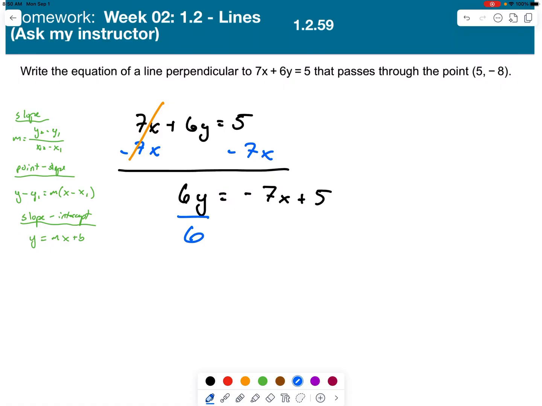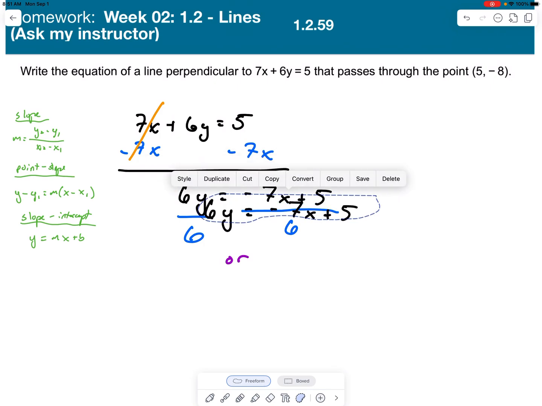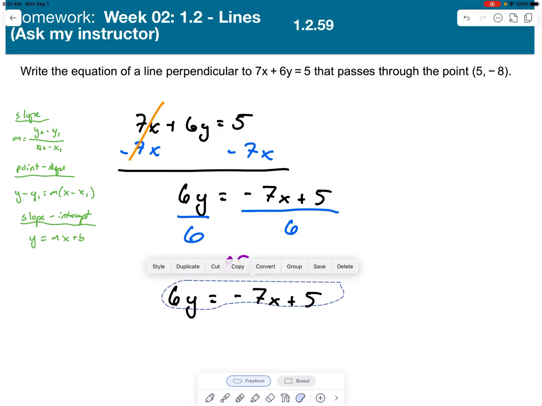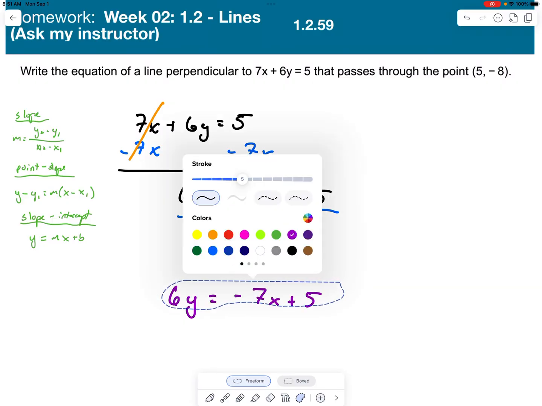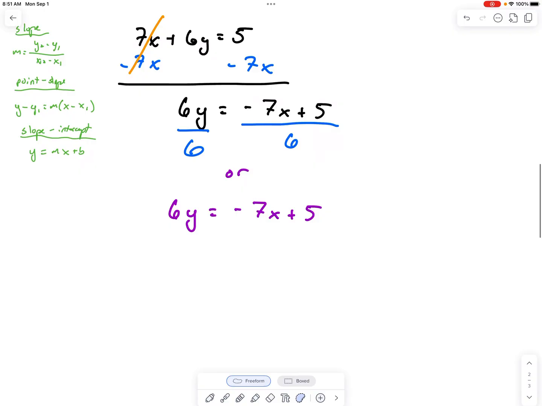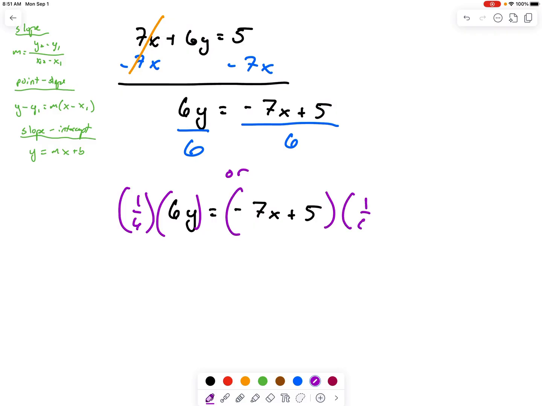I'll do it in multiple steps. We're dividing both sides by 6. Another way to visualize that, I'll do this in purple. That's going to be the same as multiplying both sides by 1 over 6. So I'm going to say times 1 over 6. If we do the entire right-hand side times 1 over 6, we need to distribute that.